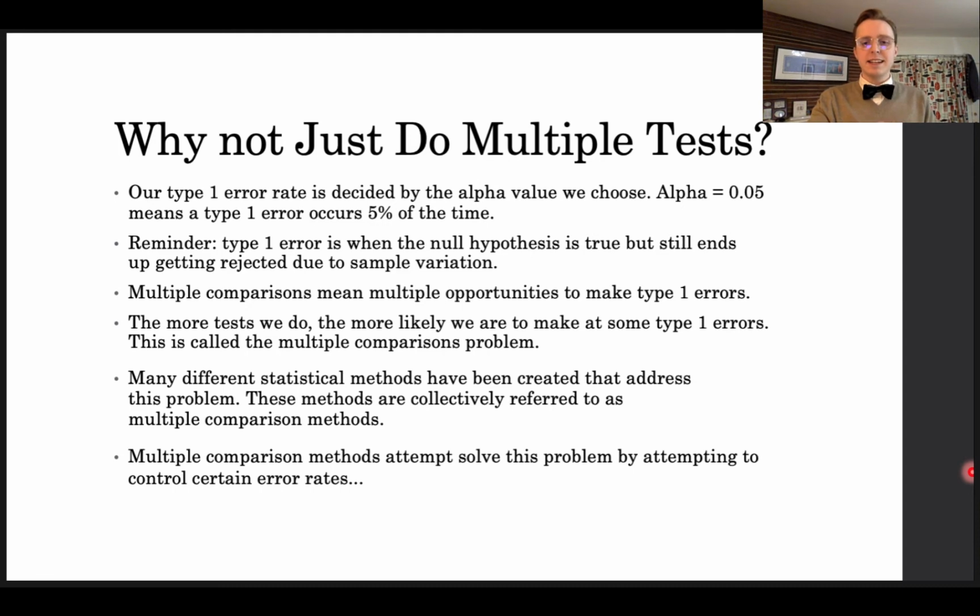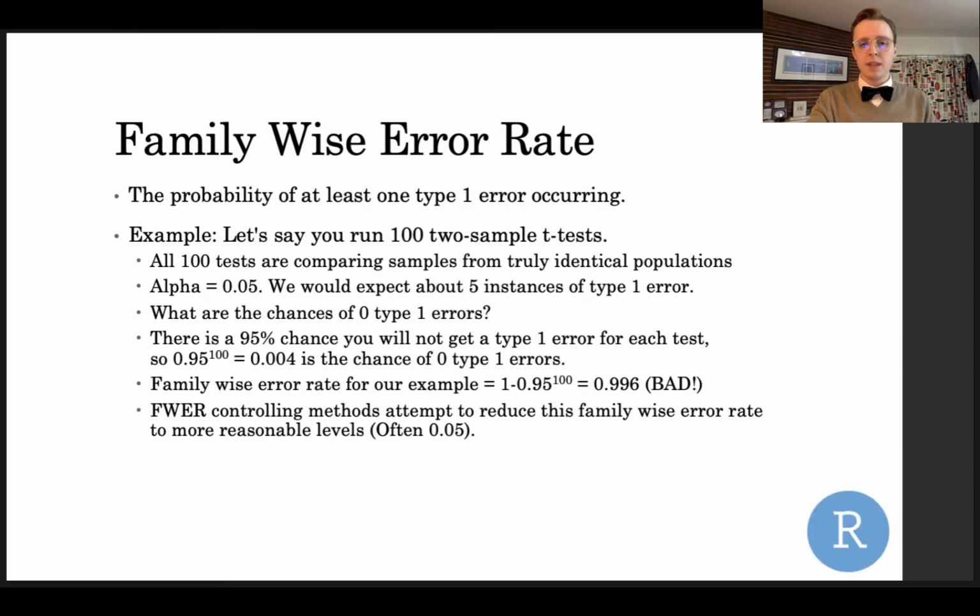Luckily for us, statisticians have developed many different methods of addressing this problem, which are collectively called multiple comparison methods. These multiple comparison methods attempt to solve this problem by attempting to control certain error rates. Some of the error controlling methods we are going to look at attempt to control something called the family-wise error rate. The family-wise error rate is defined as the probability that out of all the tests we perform, a type 1 error occurs at least once.